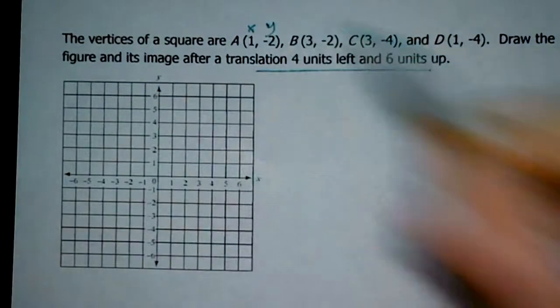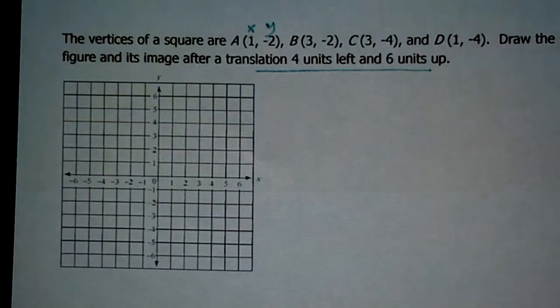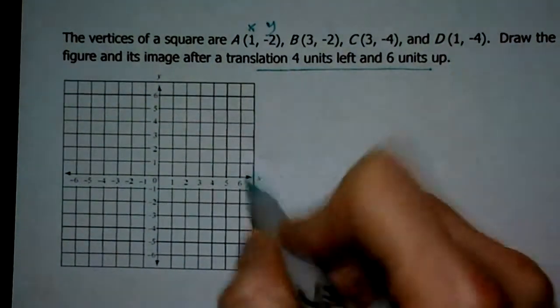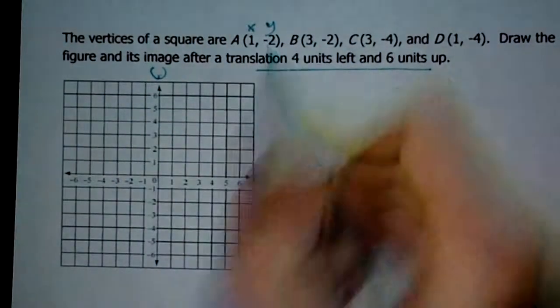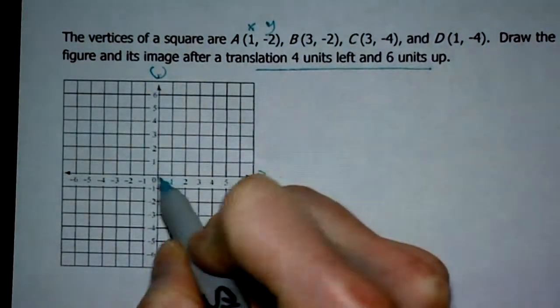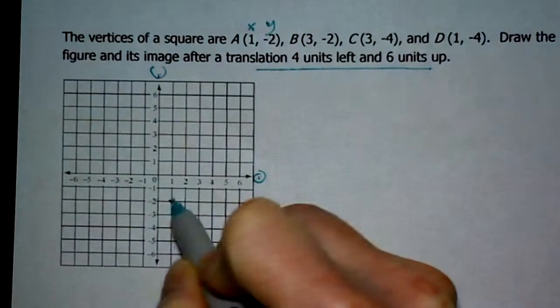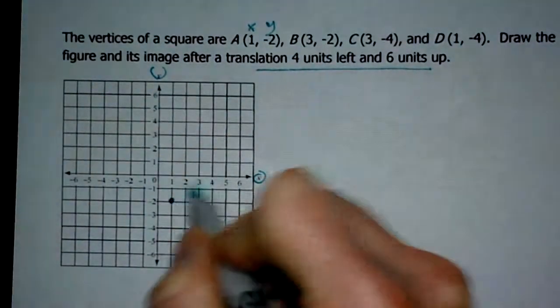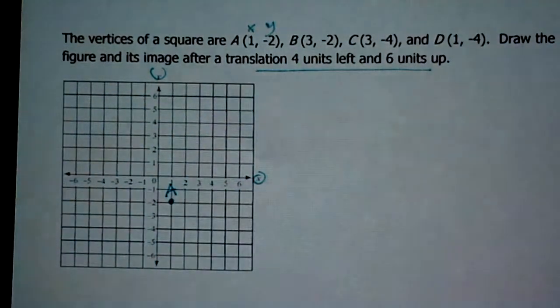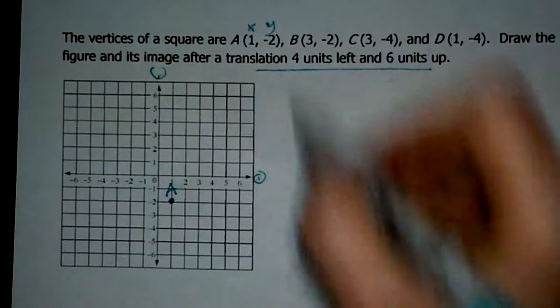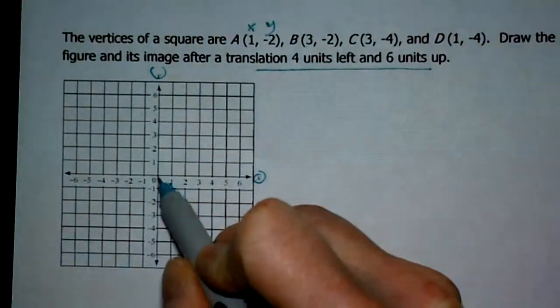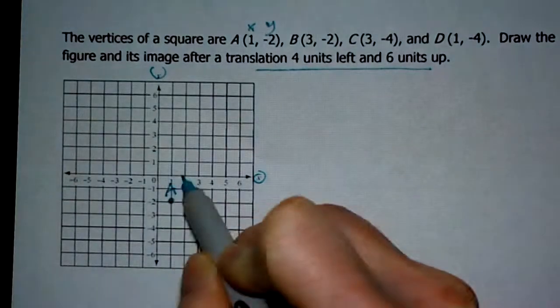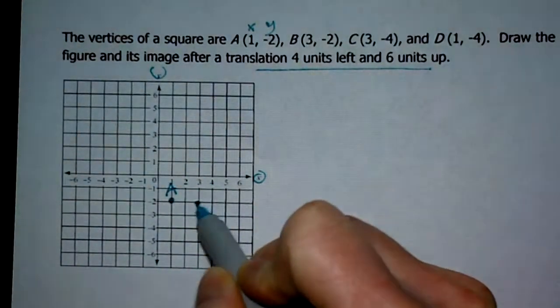And again, remember, ordered pairs are x, y. It's not like slope. It's not rise over run. It's x, y. And this is x and this is y. So x is 1 and y is negative 2. And that would be my A. I don't need that little mark because this is the original, not the image. B is 3, negative 2. So I would go starting from the origin, right 3, down 2.